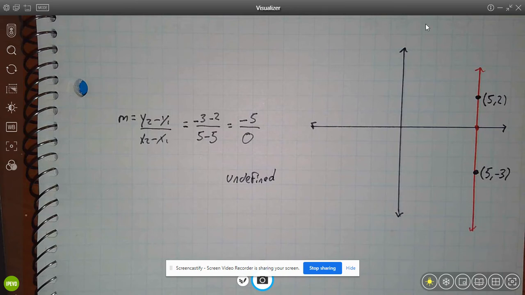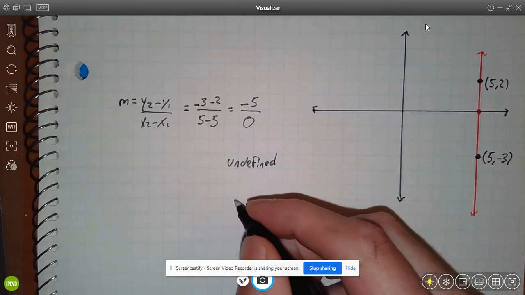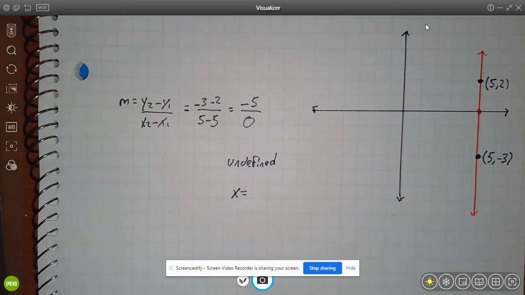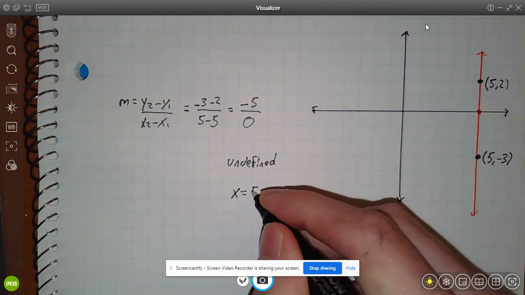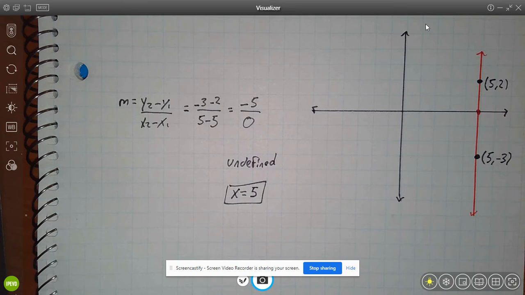And when we're writing the equation of a vertical line, I can't write it in y equals mx plus b form because m is undefined. So the way I write the equation of a vertical line is I just say, well, what is the x-coordinate at every point in that line? Well, x is always 5. So my equation would be x equals 5. So every vertical line has an undefined slope, and the equation is just going to be x equals the x-intercept, which is actually the x-coordinate of every point.